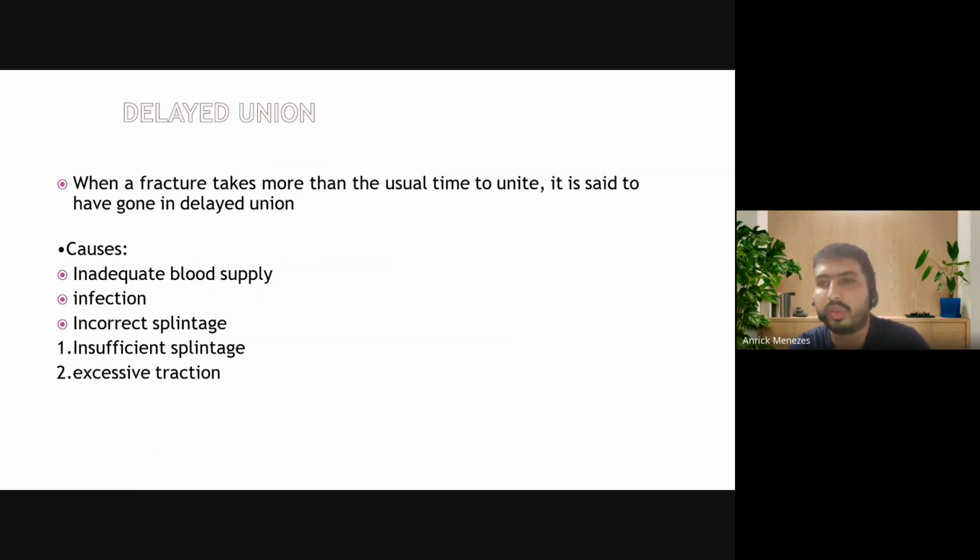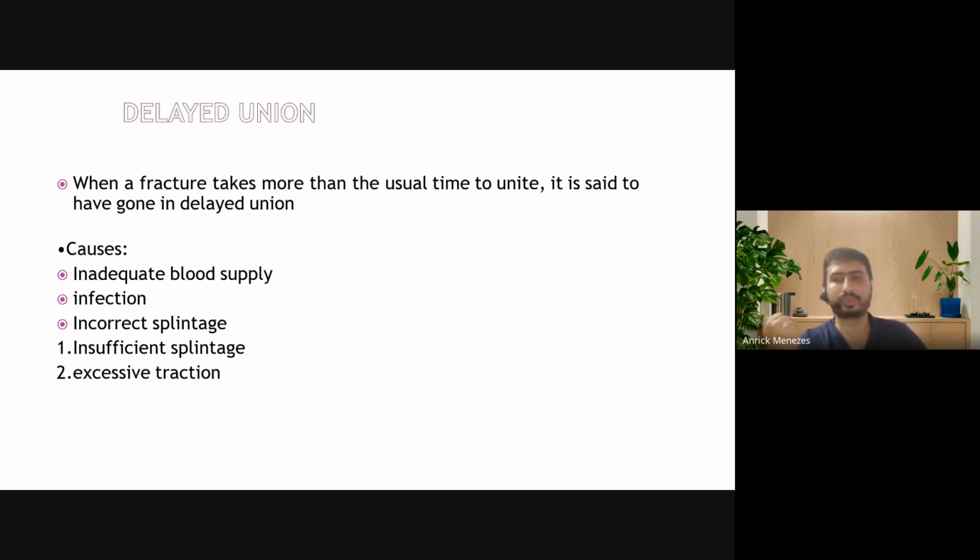So what is delayed union? When a fracture takes more than the usual time to unite, it is said to have gone to delayed union. What could be the causes? Inadequate blood supply, infection, incorrect splintage, or excessive traction.